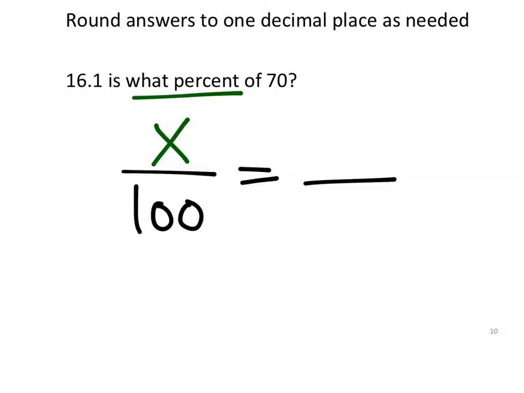The next part is looking for that word of. There it is. Bam. Found it. It's of 70. And the whole is in the denominator. So that means the 16.1 has to be in the numerator.